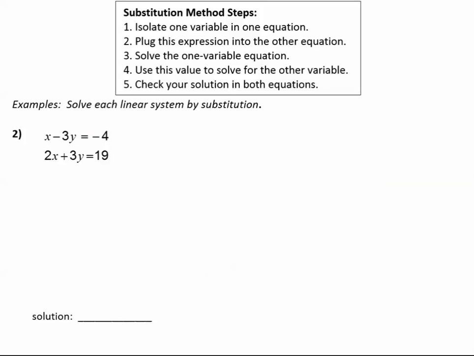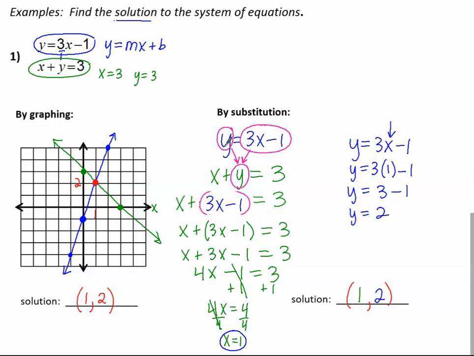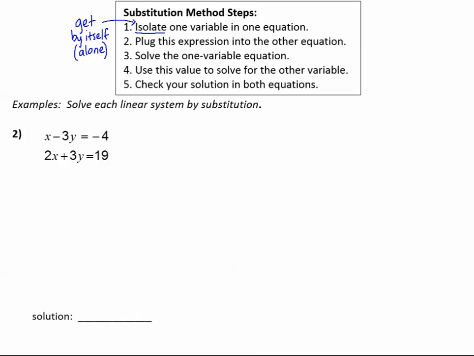Number 2, let's solve this linear system by substitution as well. Here are the substitution method steps. First, we have to isolate one variable in one equation. Isolate means to get by itself or alone. Notice that unlike in the previous example where the y was already alone by itself, in number 2, none of the variables are already alone or isolated. So we're going to have to do that work.